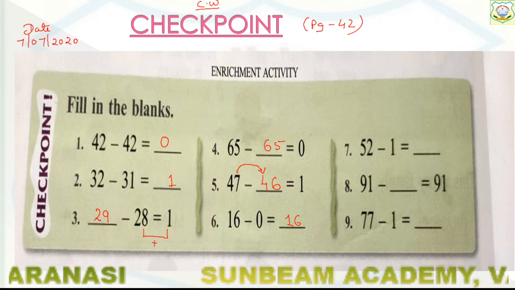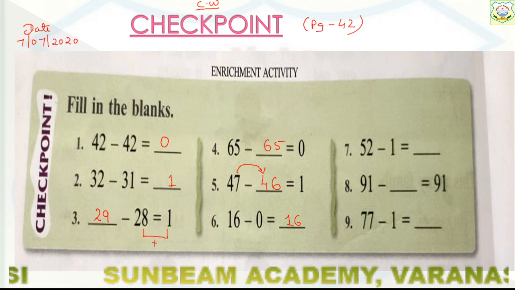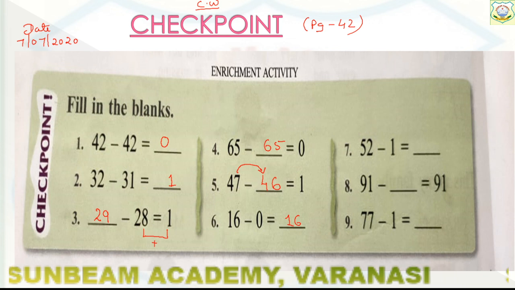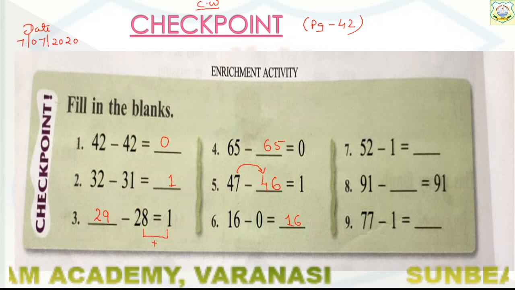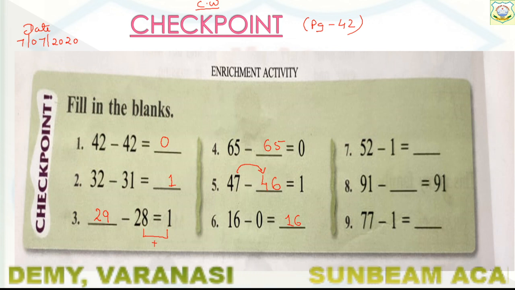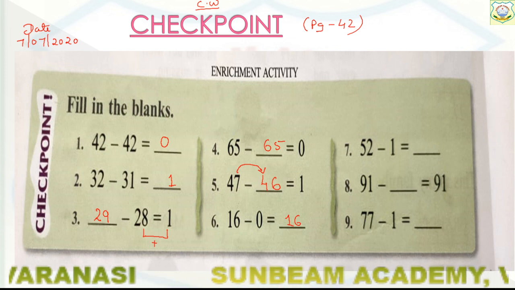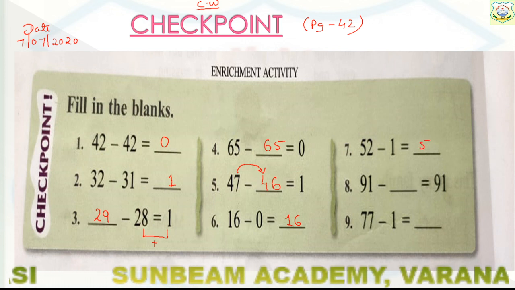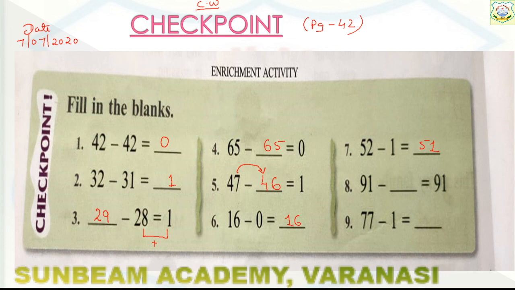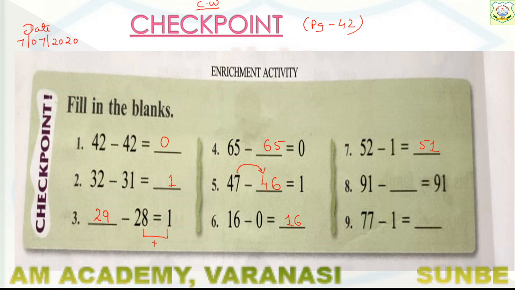Now, next is 52 minus 1. That equals to what? If we are subtracting 1, we will get the predecessor number or before number. So 52 minus 1 is 51. Okay?